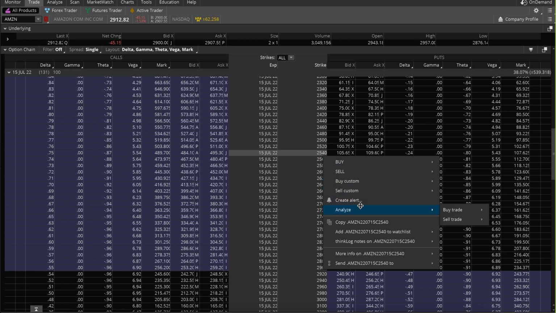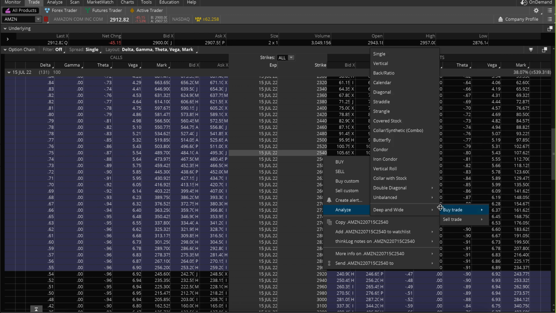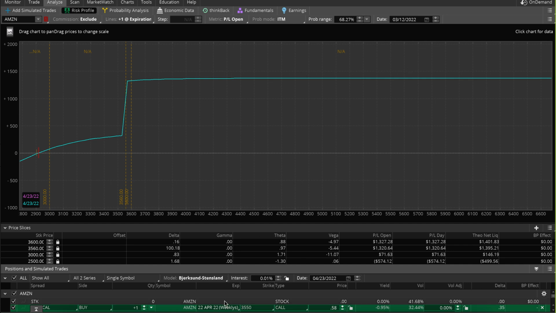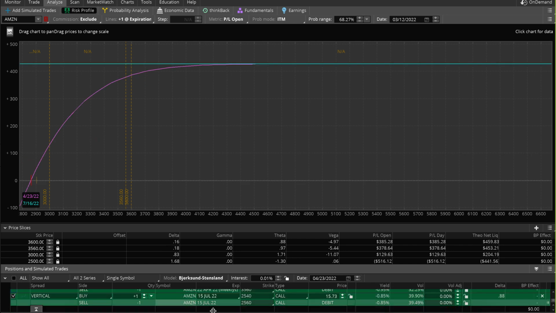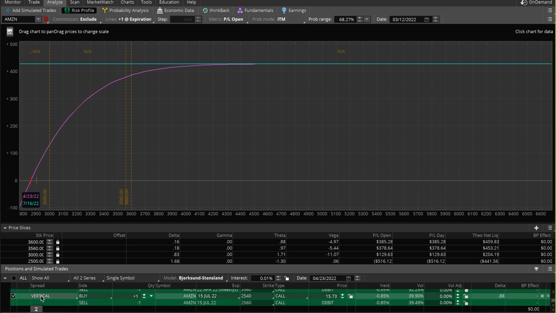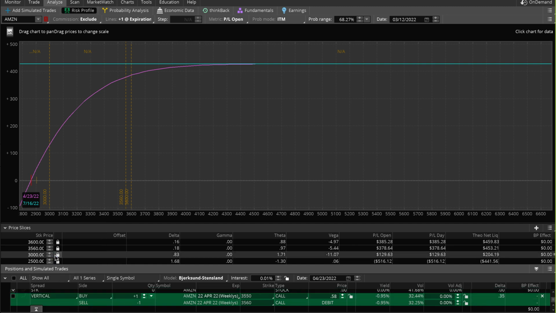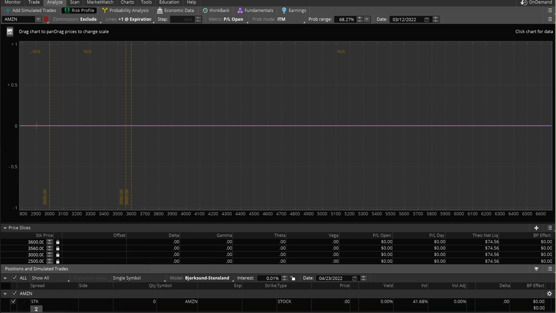So I'm going to right click or double click, depending on what type of computer you have, analyze by trade, vertical, right? Go down here, I'm going to unclick the call spread that we had up, and then look at what we have here. Oh, what did I do? Oh, I did it wrong. So I'm going to delete this, delete that. Go back.